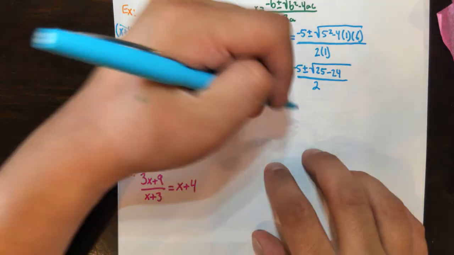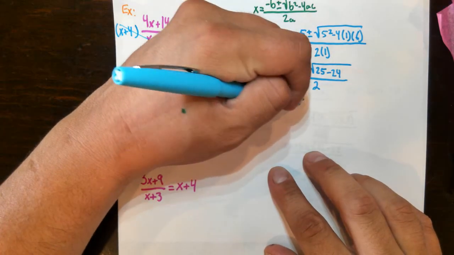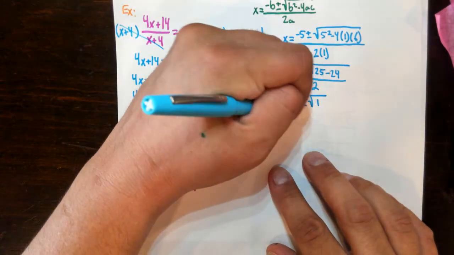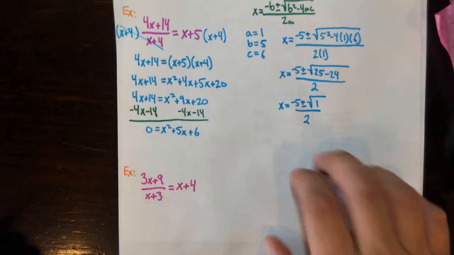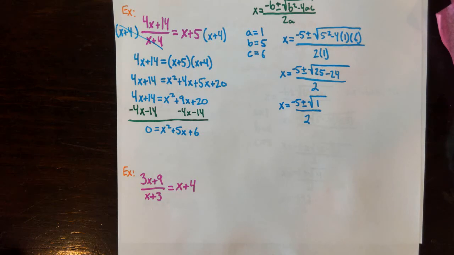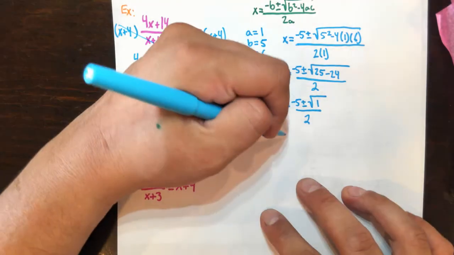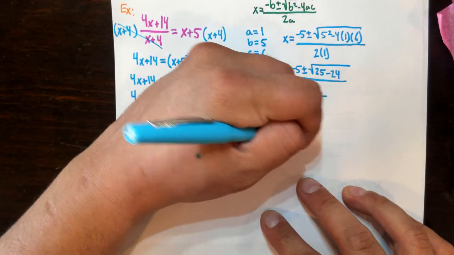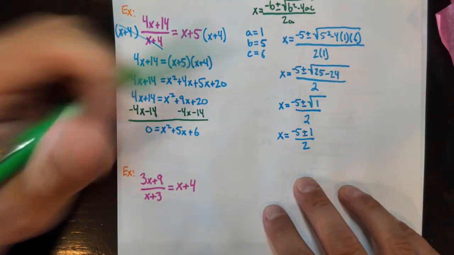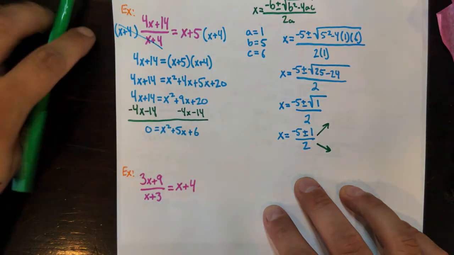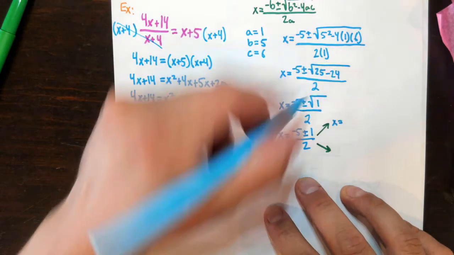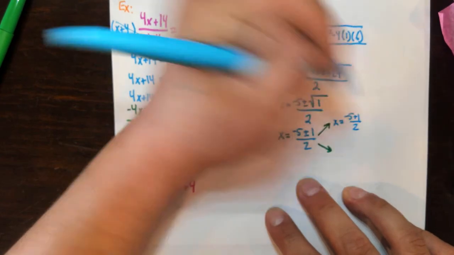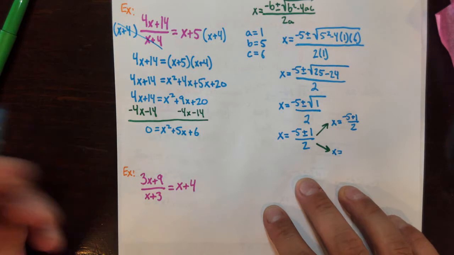And then we can continue simplifying under the square root, so x equals negative 5 plus or minus the square root of 25 minus 24 is 1, divided by 2, and we can continue because 1 is a perfect square. Remember, 1 times 1 is 1, so the square root is positive and negative 1. So x equals negative 5 plus or minus 1 over 2. And this is where we will split it up into two equations. So one is going to be x equals negative 5 plus 1 over 2, and the other one's going to be x equals negative 5 minus 1 over 2.